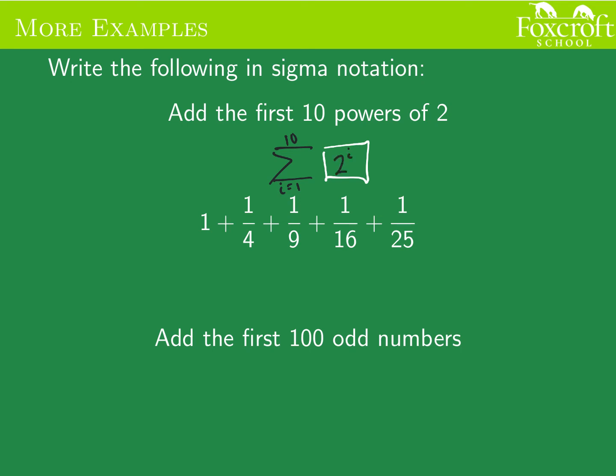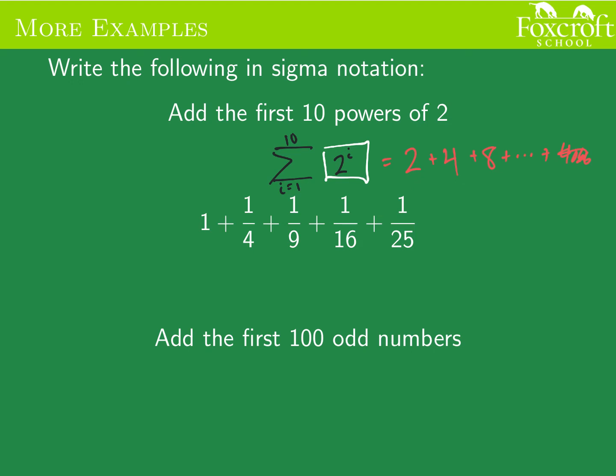So if I were to write all this out, I'd plug in 1 first and get 2. Then I'd plug in 2 and get 2 squared, which is 4. Then I plug in 3 and get 8, and so on until I get 2 to the 10th, which is some number. That's the basic idea of our sigma notation: where you start, where you finish, and then the pattern that your numbers follow.